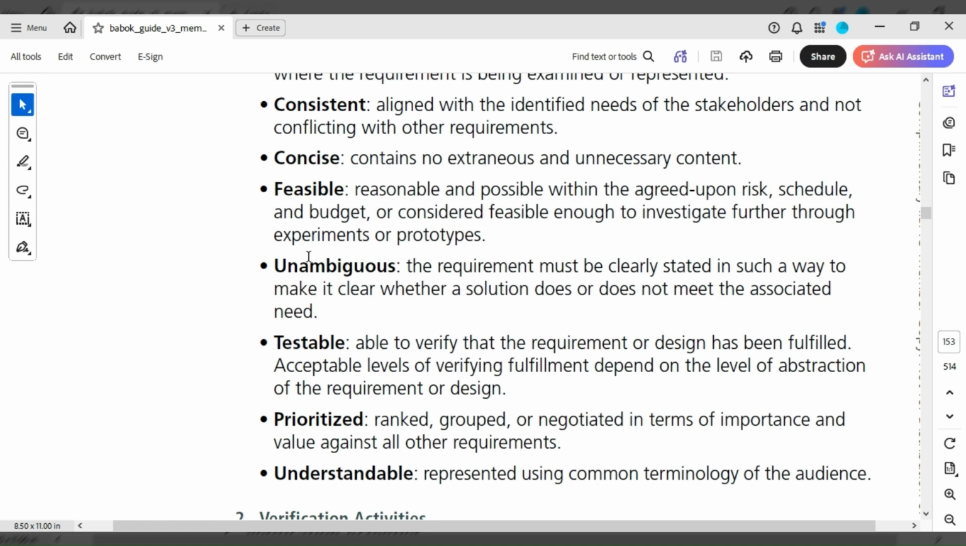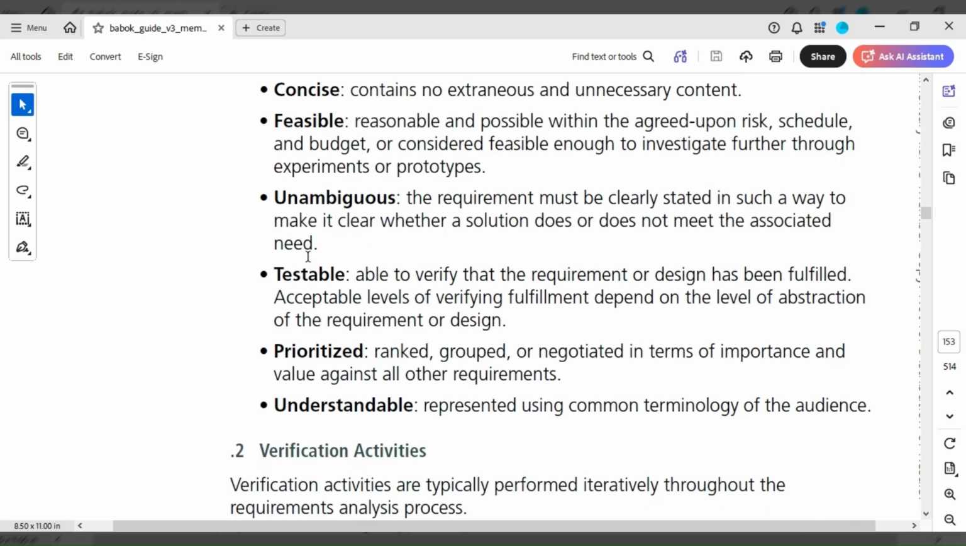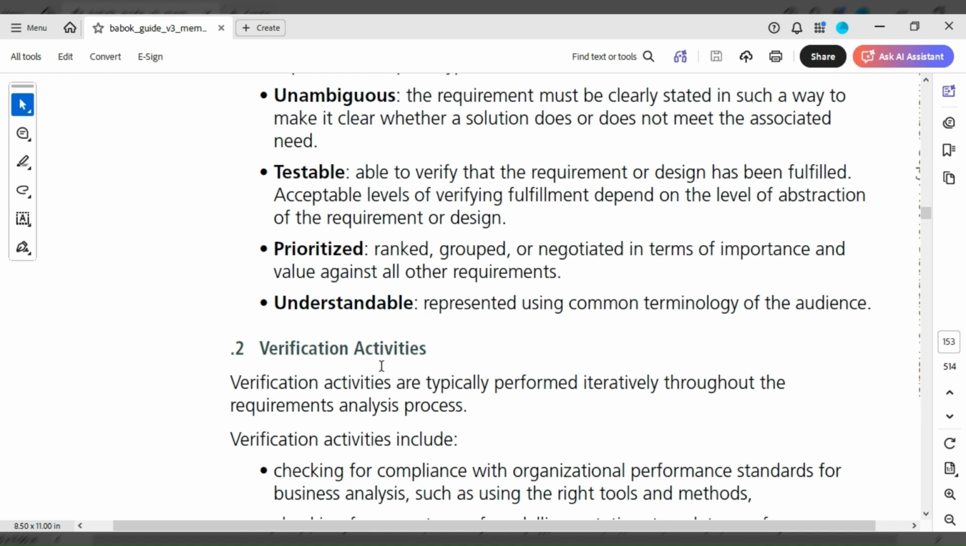Concise, so it contains no extraneous, unnecessary content. Feasible: this is reasonable and possible within the agreed upon risk, schedule and budget, or considered feasible enough to investigate further through experimental prototypes. Unambiguous: the requirement must be clearly stated in such a way as to make it clear whether a solution does or does not meet the associated need. Testable: able to verify that the requirement or design has been fulfilled. Acceptable levels of verifying fulfillment depend on the level of abstraction of the requirement or design.